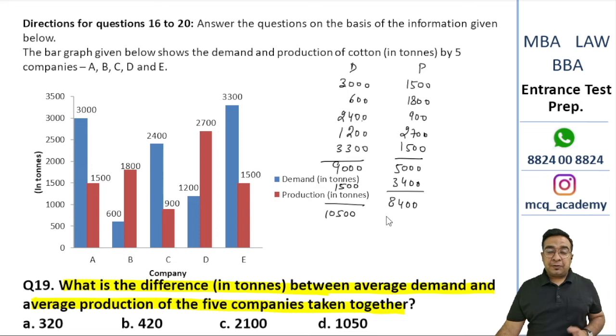So the total difference between demand and production will be 2100, and the average of this will be equal to 2100 divided by 5, that is 5 fours are 20, 5 twos are 10 and 5 zeros are 0. So 420 tons, that is option number B, will be the answer to this question.